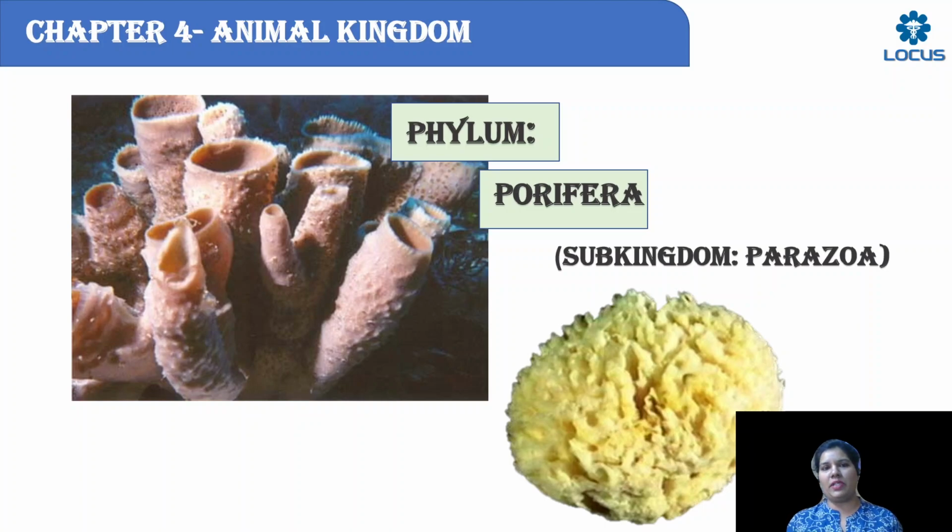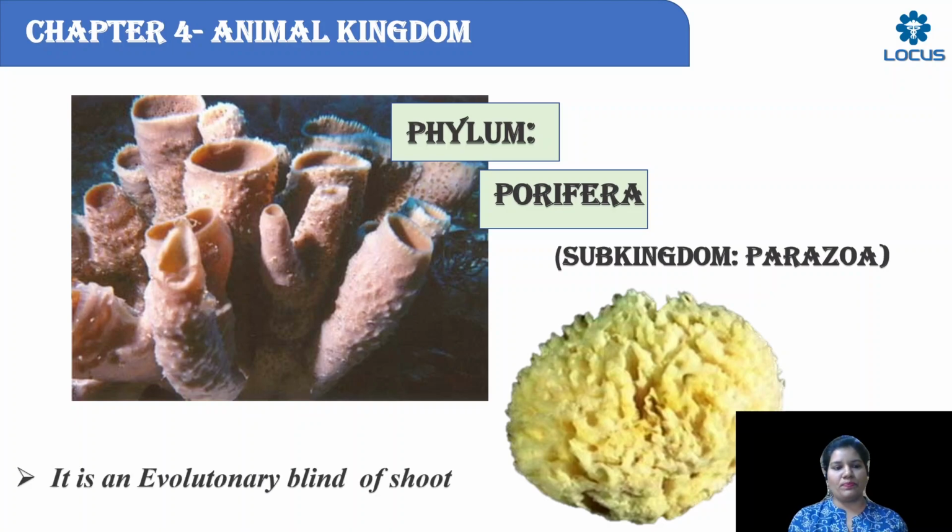Now, in the other subkingdom, you have eumetazoans, where you have animals having a tissue level of organization, or they show tissues, organs, and organ systems. Now, parazoans or poriferans are called an evolutionary blind offshoot. Why do you call them an evolutionary blind offshoot? Since these sponges' ancestors do not give rise to any major groups.